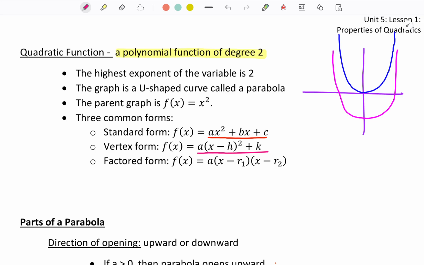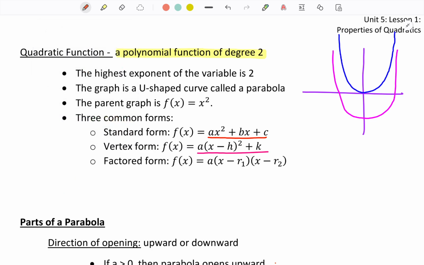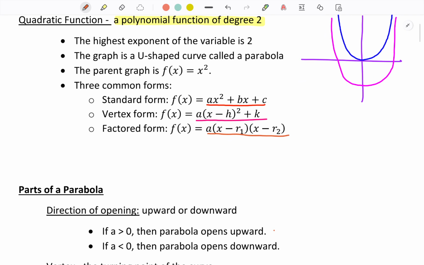You also have what we call factored form. Now, factored form you probably have used a little bit, especially if you're a person who likes to solve by factoring, because the factored form is what you get once we factor standard form, and then we use it with the zero product property to solve.